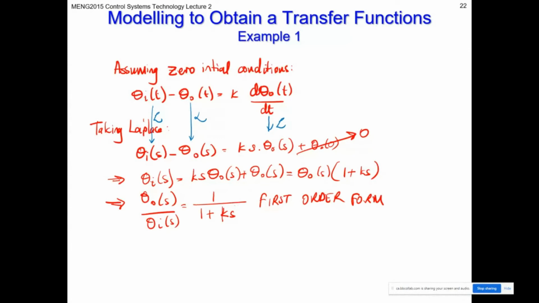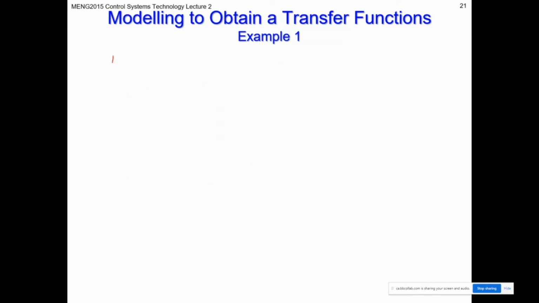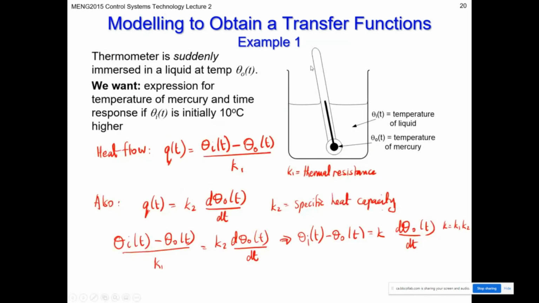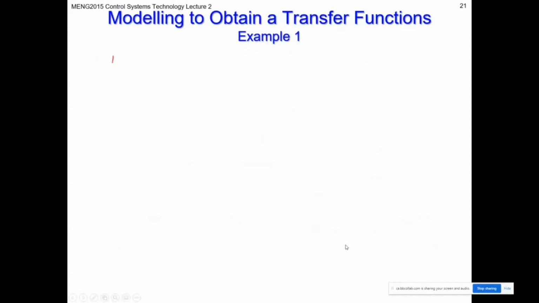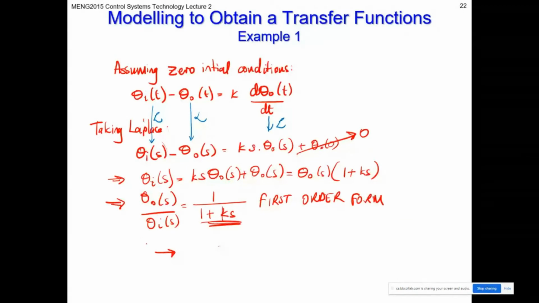Now remember, this s is kind of a proxy for a derivative. So we know there's a first order derivative which is governing the behavior of this system, because we've got a single value, or s to the power of 1 if you like, in this function. So this is our transfer function, and we can draw a transfer function in a block diagram form. So the block diagram form of our system here, mercury thermometer going to a beaker of liquid at a higher temperature, is going to be shown up like this.